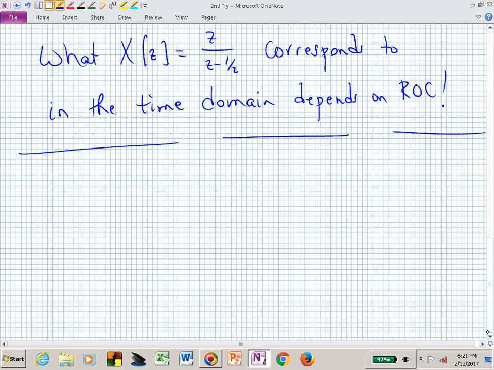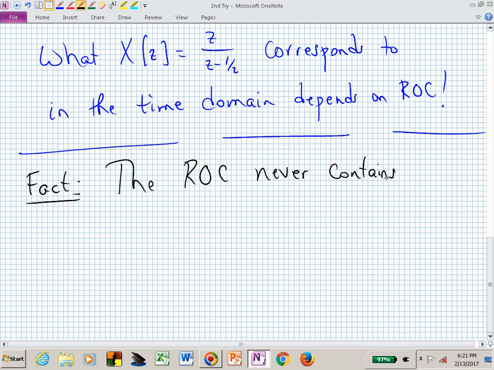The other fact that I want to simply state is the following. The region of convergence never contains any poles. You will not have any poles inside your region of convergence. They're outside of the region of convergence.